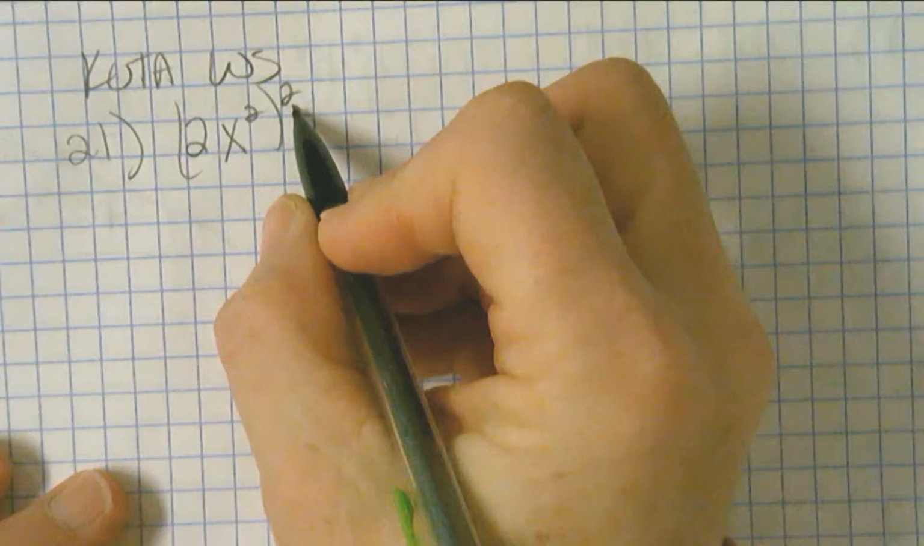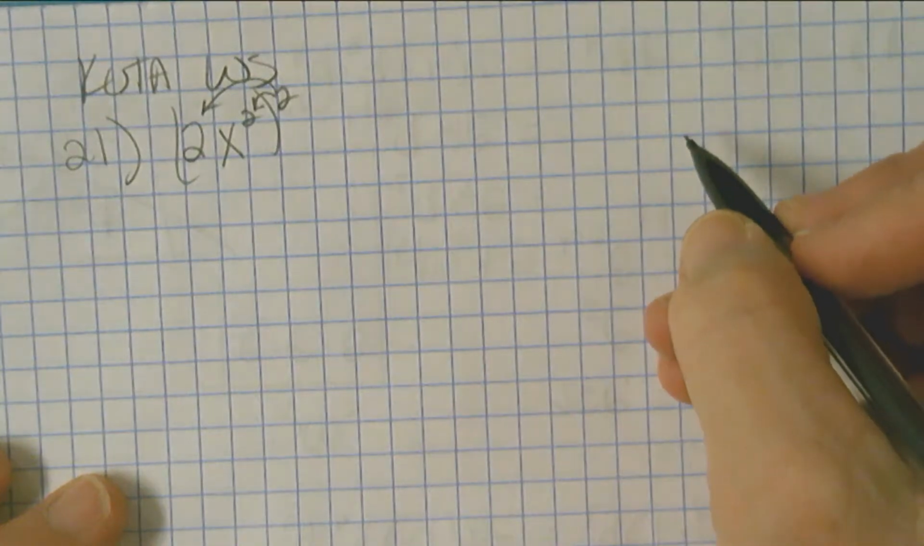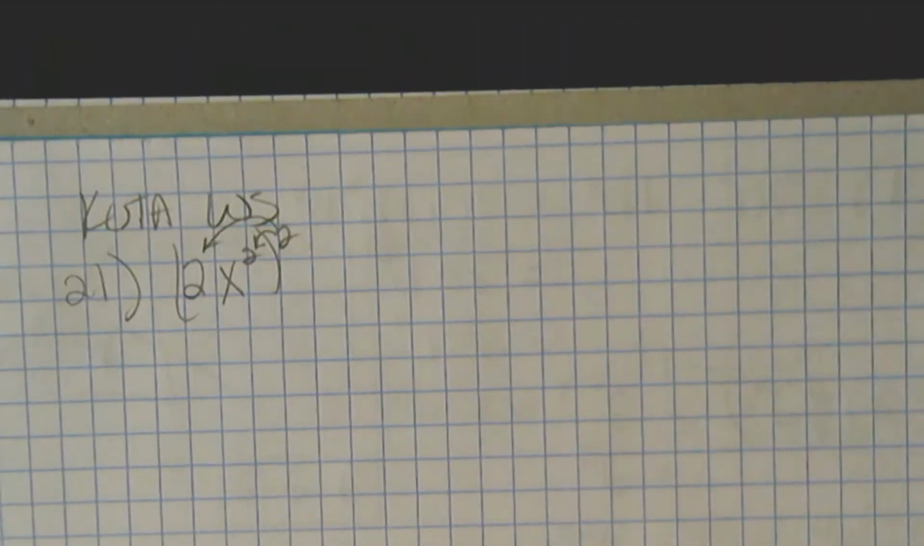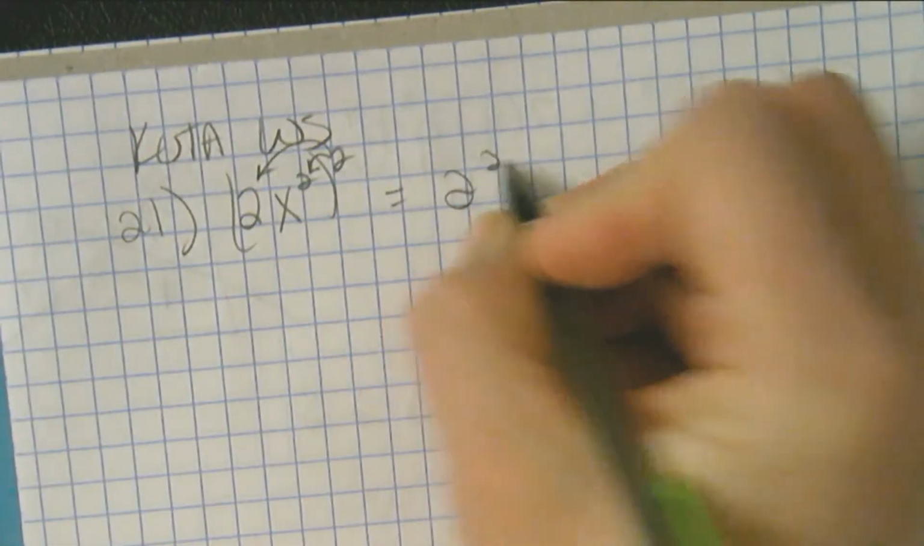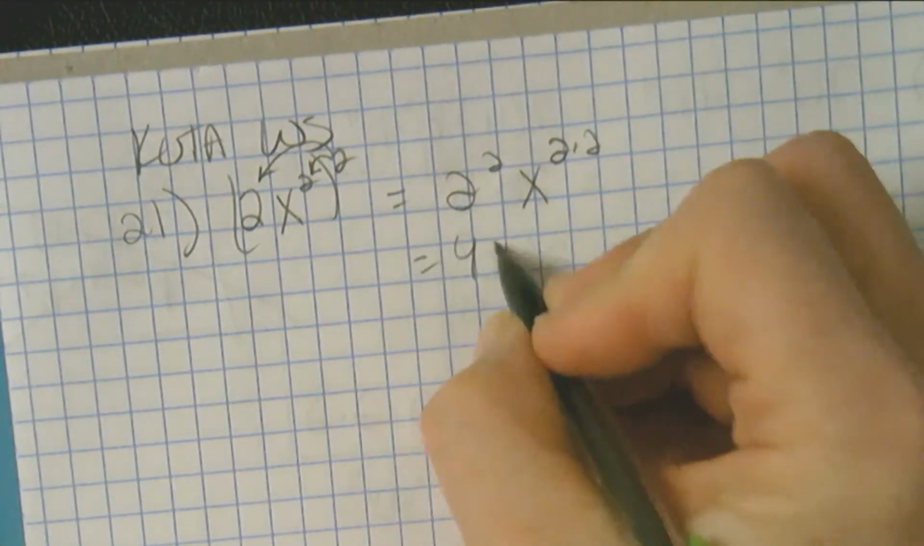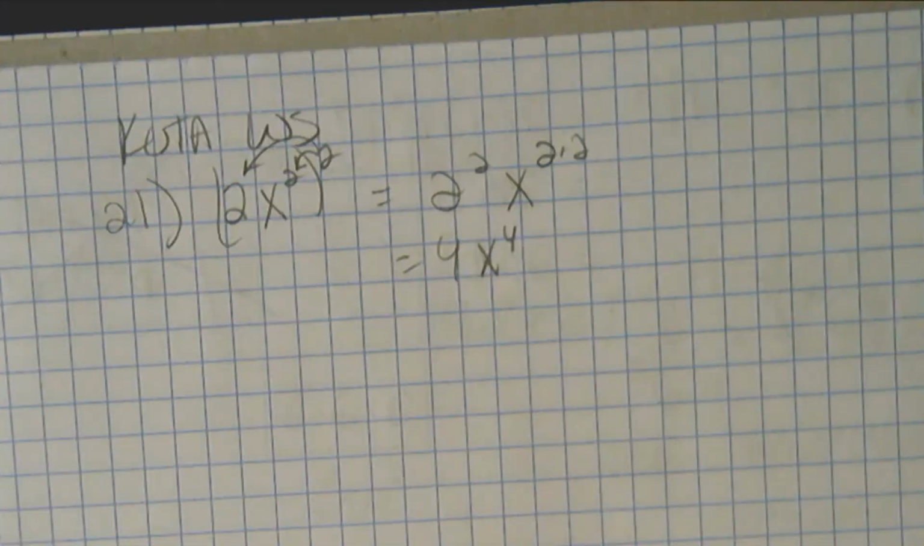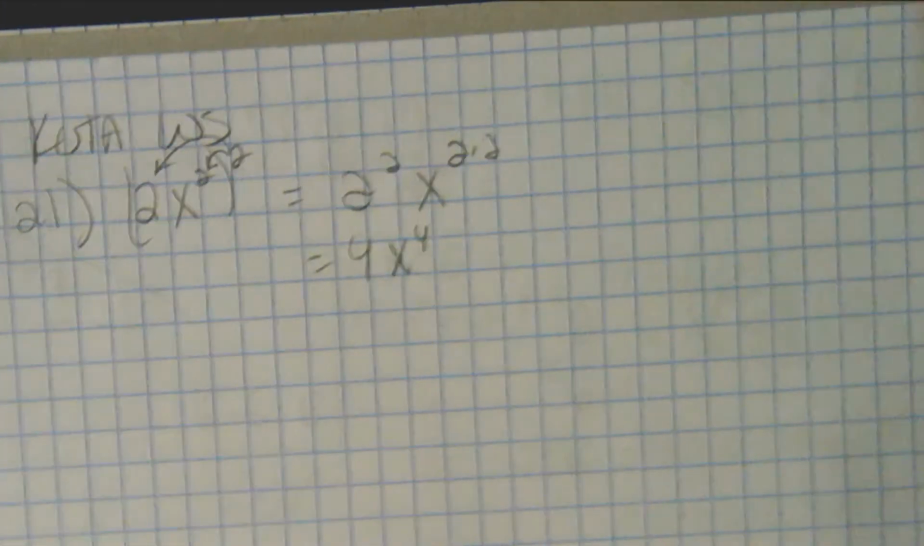What this one means is that we have to distribute that power of 2 to everything in the parentheses. So this is one you would have had to kind of be like, what would make sense for me to do? We haven't gotten to this power rule yet. So this would be 2 squared times x to the 2 times 2, which gives me 4x to the 4th power. So that's a preview of a power rule we'll be getting to. All right, but that's that one.